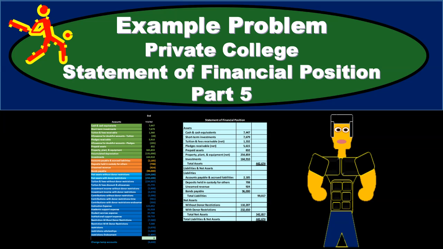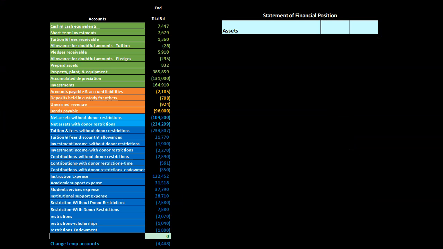In this presentation, we will continue on to part 5 of our practice example problem related to a private college, this time putting together a statement of financial position. We're going to be putting that together from the trial balance, which will be on the left. We're going to put together the statement of financial position on the right, of course being similar to a balance sheet.